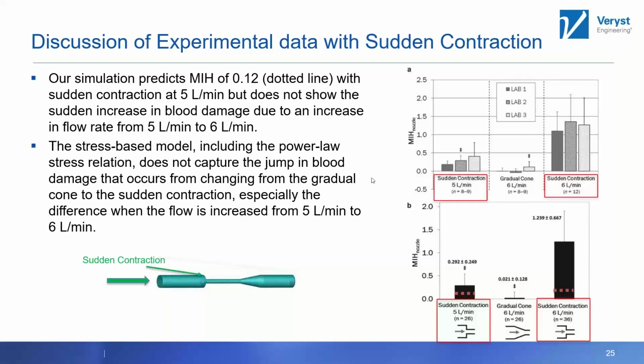As you can see, when flow rate increased from 5 liters per minute to 6 liters per minute, experimental blood damage suddenly increases, as if there's a tipping point here. Our simulation cannot capture this sudden increase in blood damage. Nor can it capture the sudden increase when we go from gradual cone to sudden contraction. None of this is predicted by our simulation.